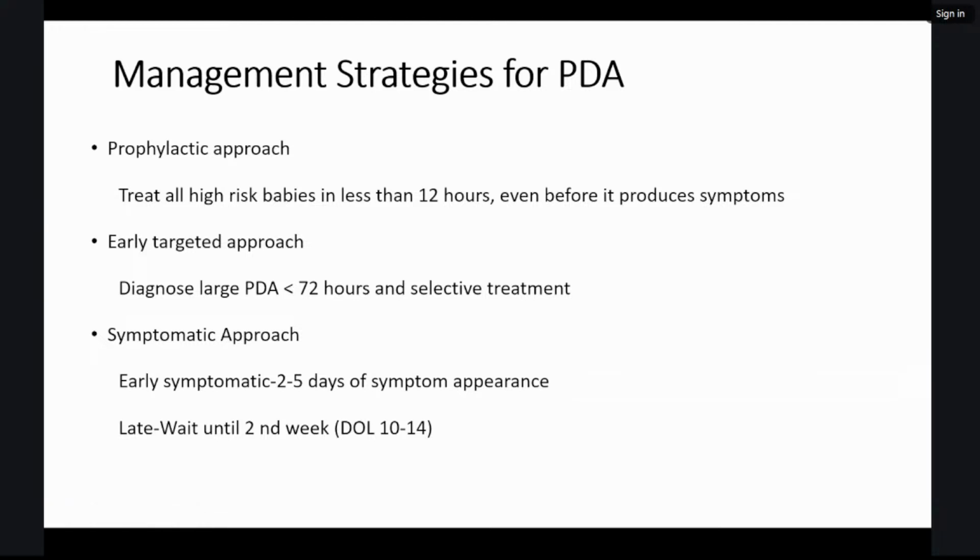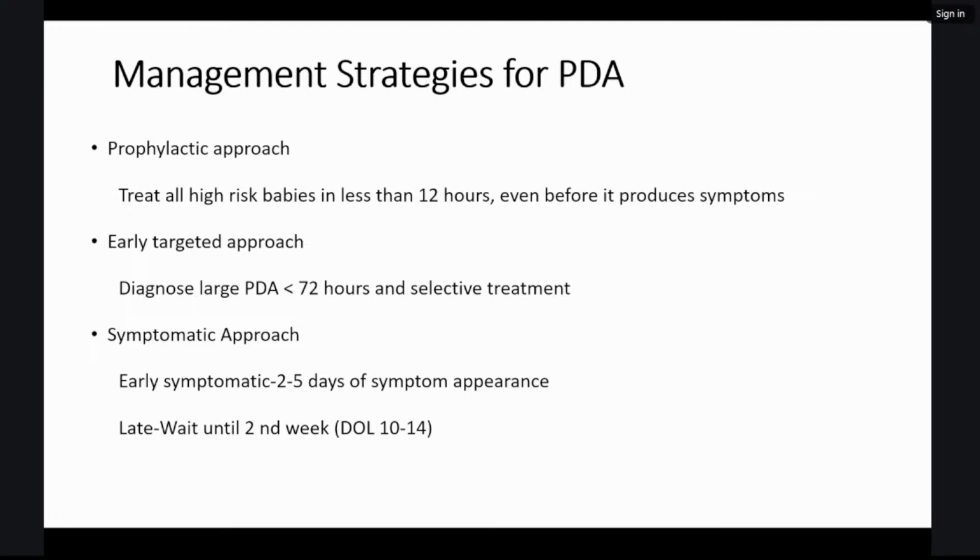Pharmacological therapy mainly involves the following drugs, and when to close, that is the timing of therapy. It has three approaches: prophylactic approach, early targeted approach, and symptomatic approach. In the prophylactic approach, we treat all the high-risk babies less than 12 hours old, even before the PDA produces symptoms. In the early targeted approach, we diagnose a large PDA within less than 72 hours and give selective treatment for closure of this PDA. In the symptomatic approach, we go for treatment once symptoms appear.